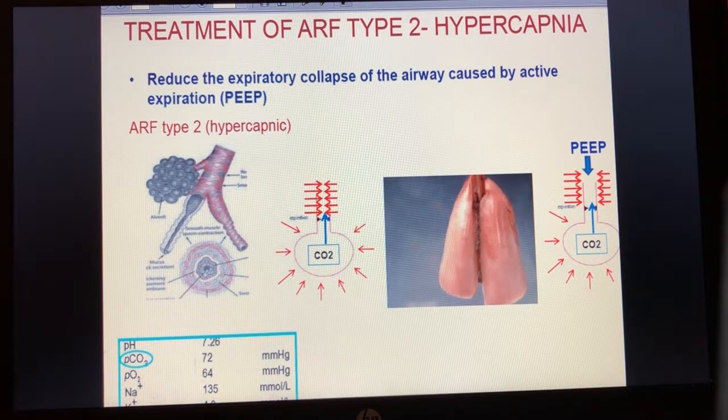Now, in adult lungs with type 2 respiratory failure, where there's not just hypoxia but also hypercarbia or hypercapnia, one needs to increase minute volume, so either the respiratory rate or the tidal volume, in order to allow CO2 to be eliminated from the lungs.